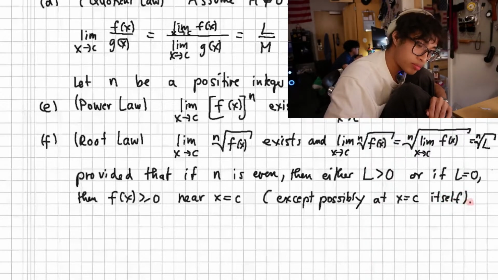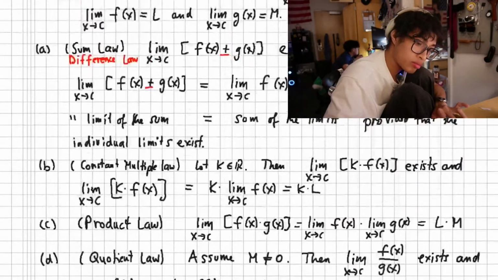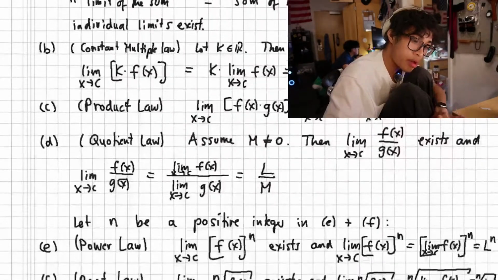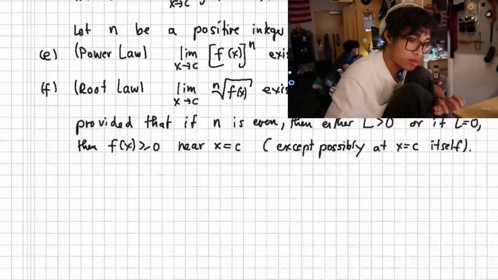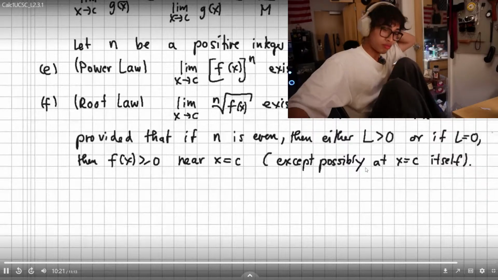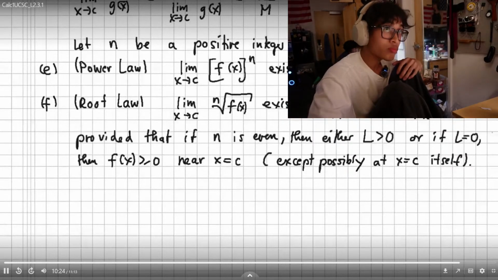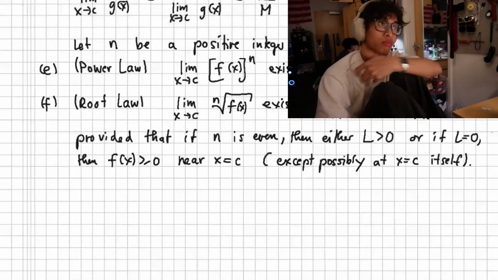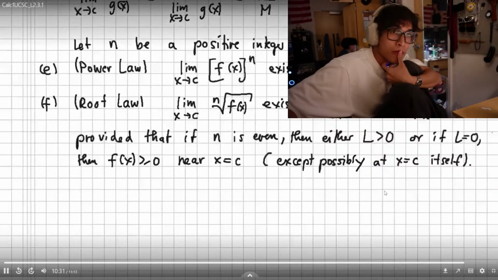So these are the laws. We have the sum law, the difference law, constant multiple law, product law, quotient law, power law, and root law. So this is a lot of machinery that will allow us to compute limits. This is a theorem. We do need to have a proof before we can really rely on it. But we choose to not prove these limit laws here.